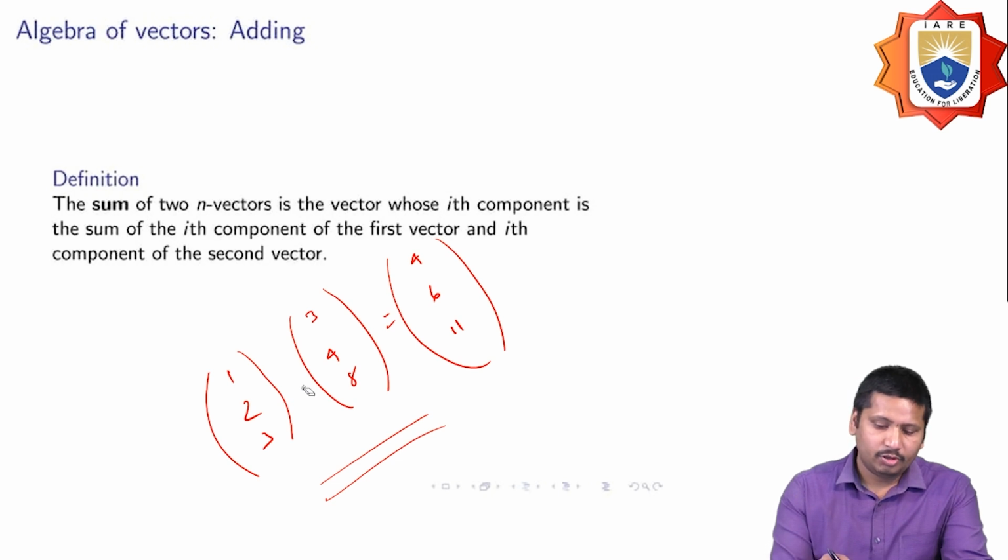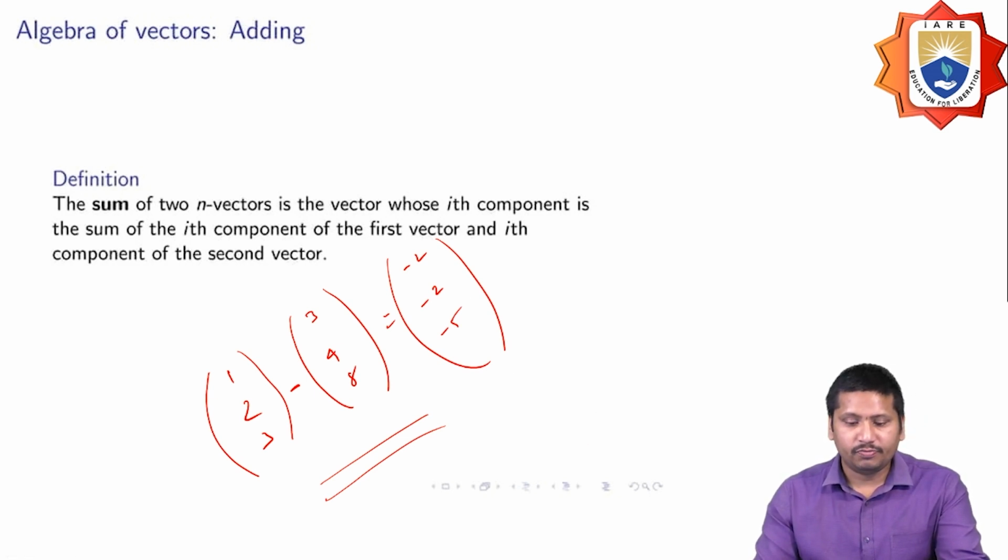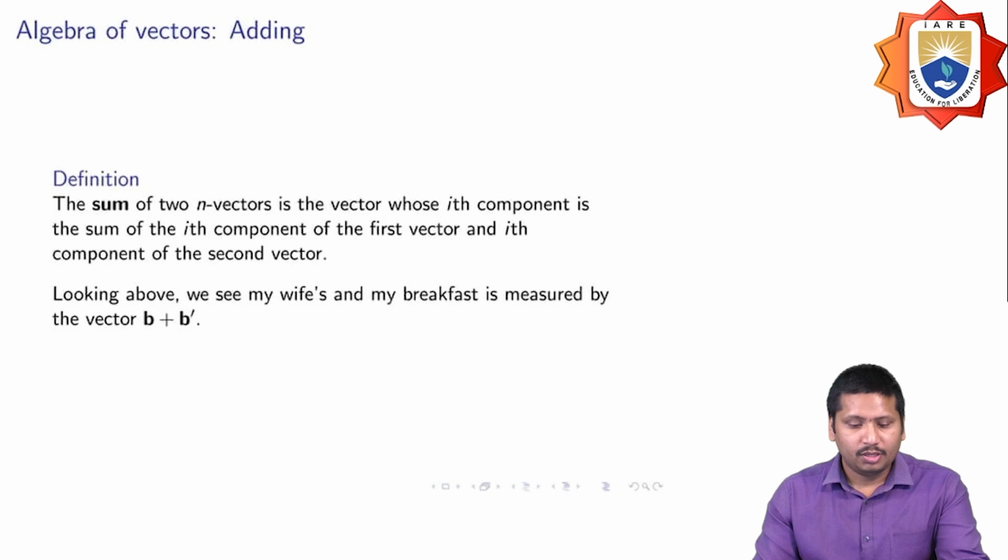Similarly, I can perform subtraction also. So I can make the subtraction, giving minus 2, minus 2 and minus 1. So like this I can perform the algebraic addition and subtraction of vectors.